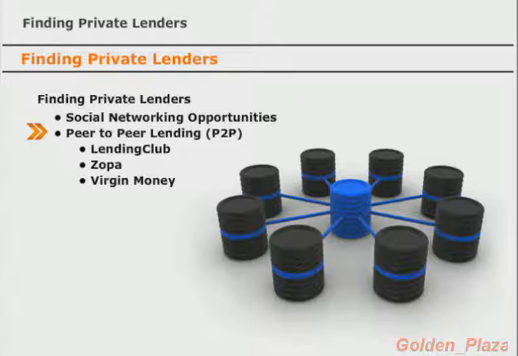P2P lending sites have had to adjust their business models in order to comply with relevant securities laws. The people who conduct these transactions need to be properly licensed by the SEC. Here are a few P2P lender networks you might investigate: Lending Club, Zopa, and Virgin Money.